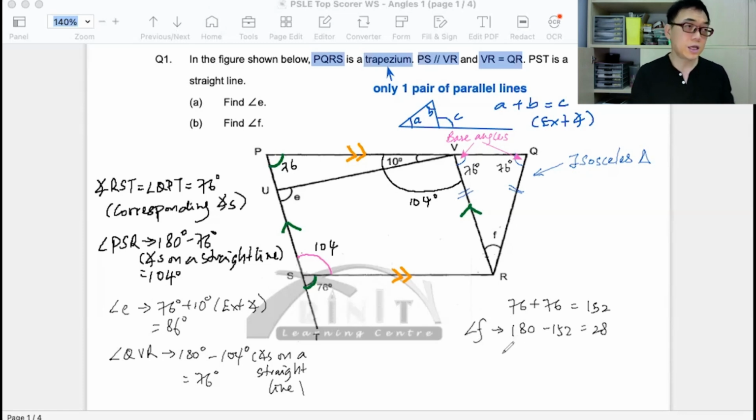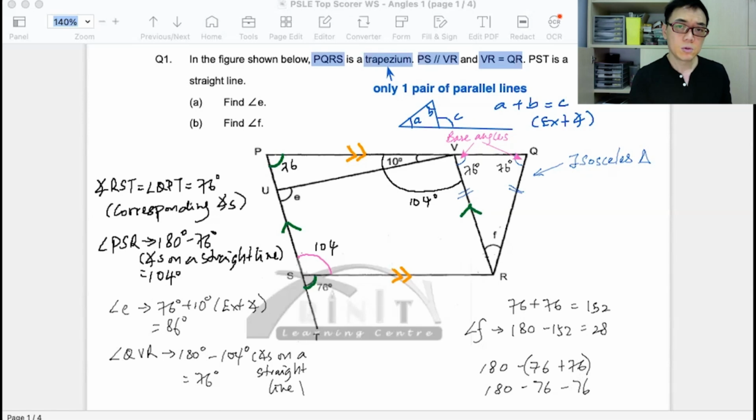Alternatively, the other mistake that you'll make is this. Some of you will write 180 minus 76 minus 76. If you do this without a bracket, it is wrong. If you want to take 76 plus 76 and subtract it, you must put a bracket, otherwise it is wrong. So to be correct, you either do this or you do this. The opposite will always be wrong. Keep this in mind.